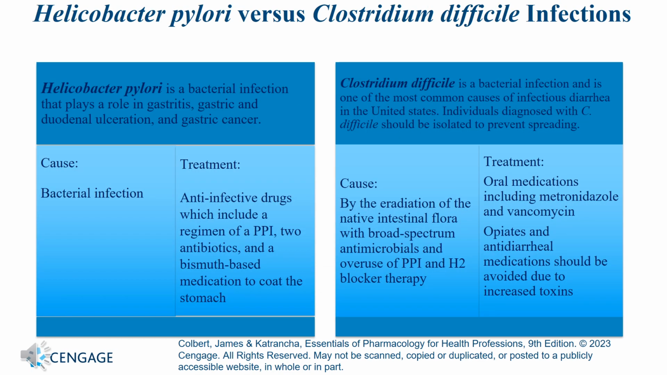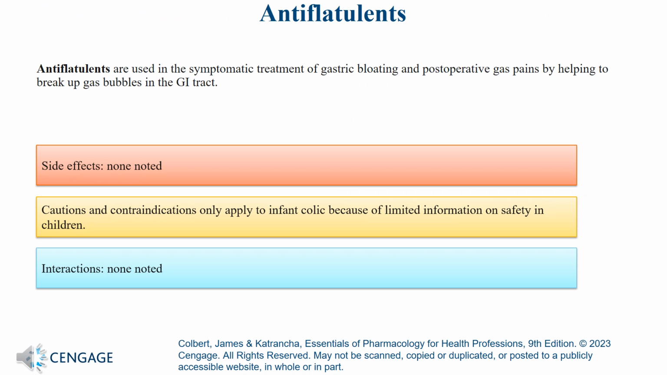Okay, so what we're looking at is the difference between our H. pylori versus our C. diff infections. It gives you definitions of both. It tells you what the cause is, and it also tells you the treatment. Make sure we understand the difference in them. Antiflatulents are used in the symptomatic treatment of gastric bloating and post-operative gas pains by helping to break up gas bubbles in the GI tract. As you can see, there are no side effects noted. Look at your cautions and contraindications. And really, there are no interactions as well.